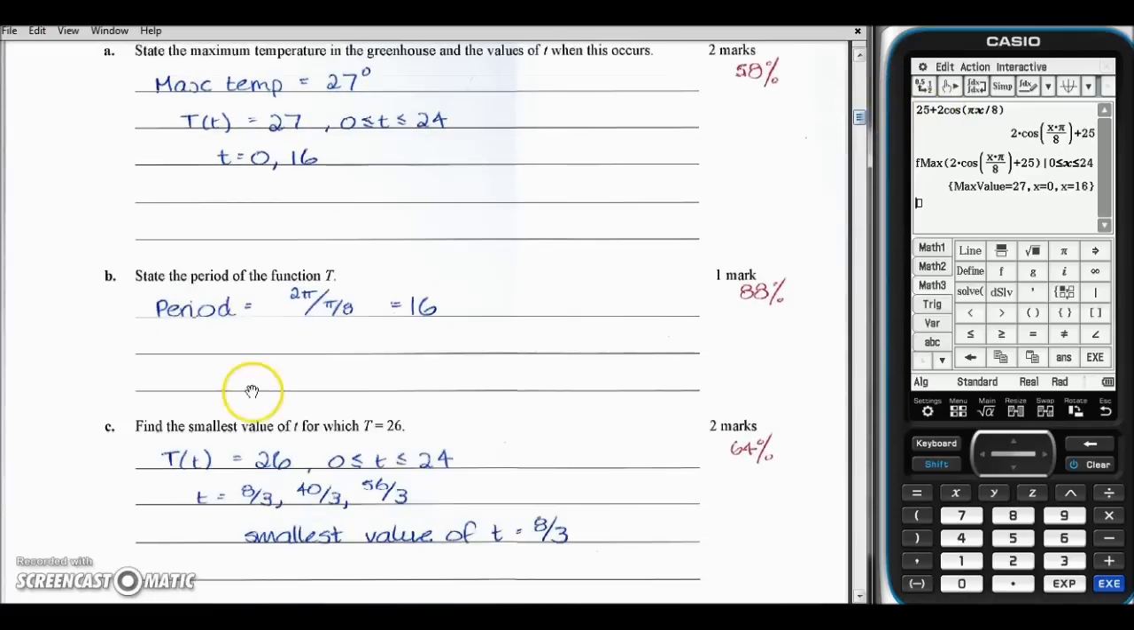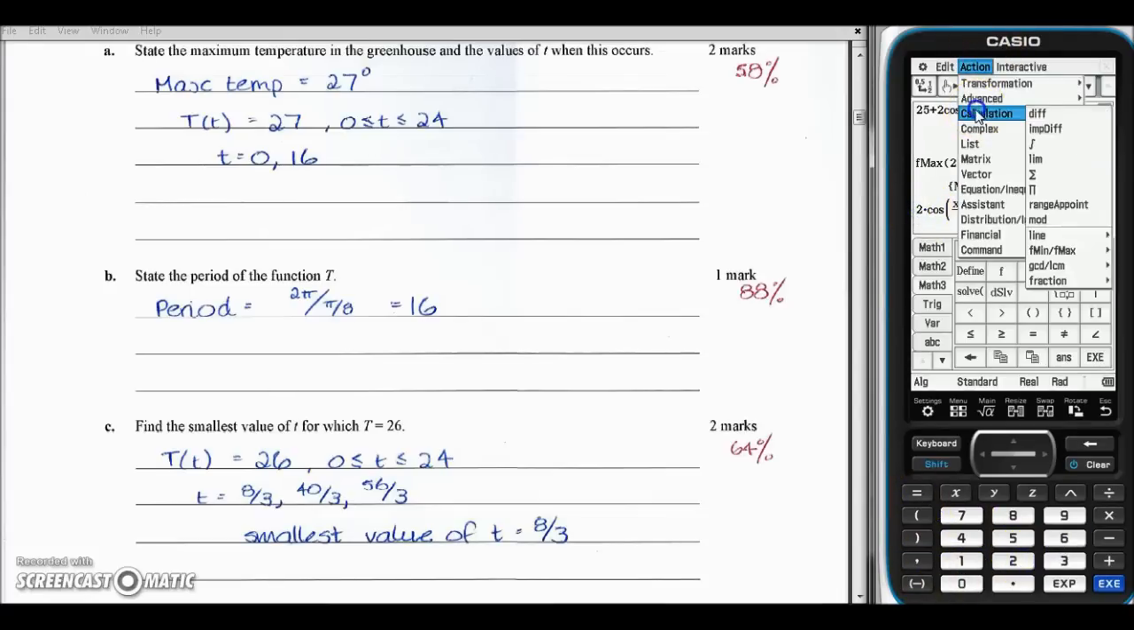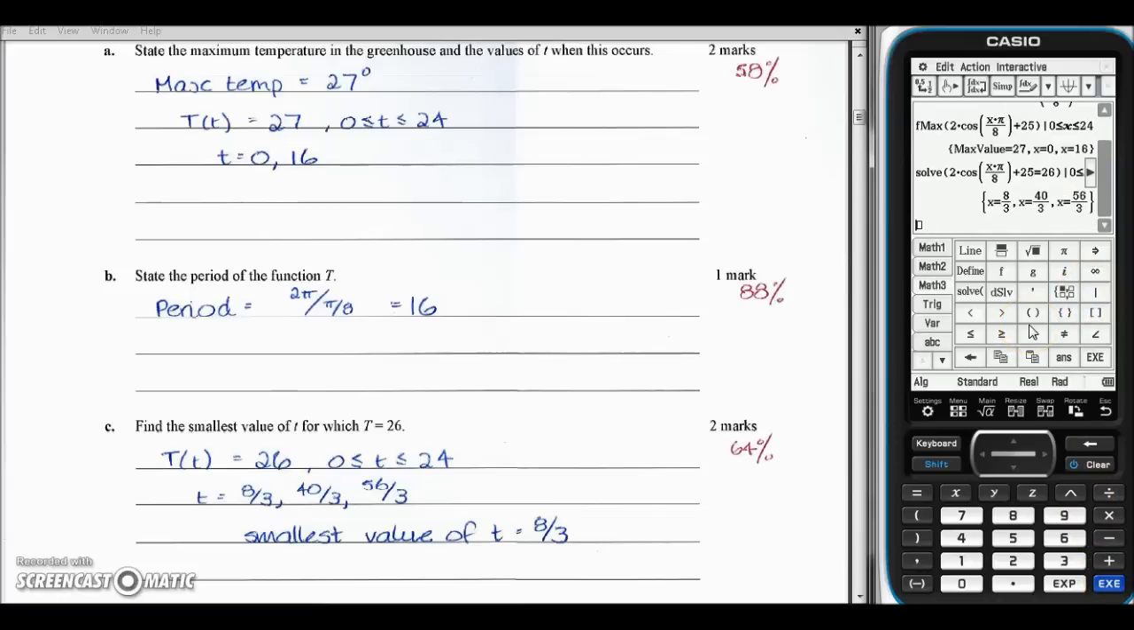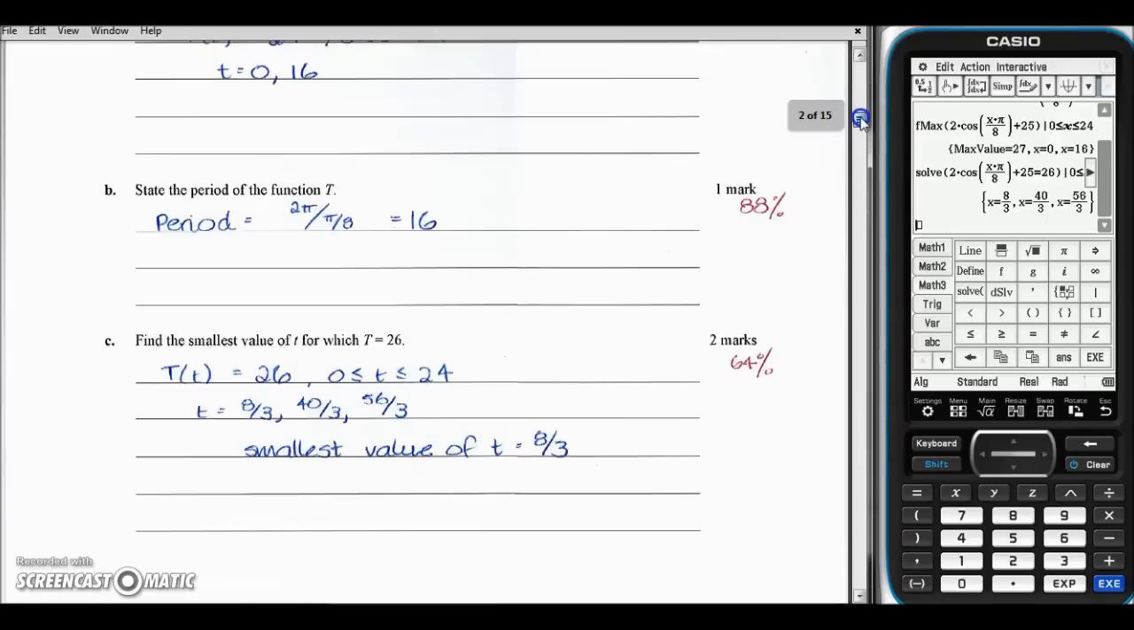Now the smallest value of t for which the temperature is equal to 26, so we would set the function equal to 26. So maybe we'll drag this down here, set it equal to 26 and solve. And again we can put some parameters on that, make it tell us between 0 and 24. Don't forget to give in that sign. And that'll tell me 8 on 3, 40 on 3, 56 on 3. So the smallest one obviously is 8 on 3. So there's my answer. 2 marks there, so make sure you show it working.